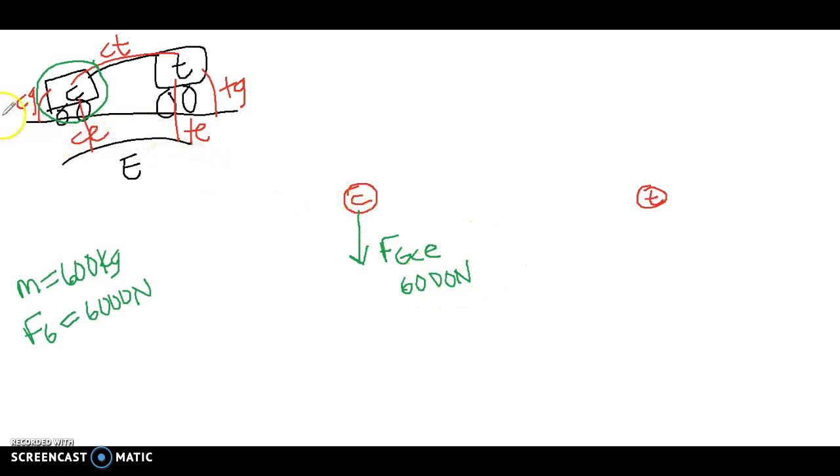The car is also interacting with the ground. The ground is pushing up on the car because up and down has to be balanced. It's not moving up and down, so that has to be 6,000 newtons also.